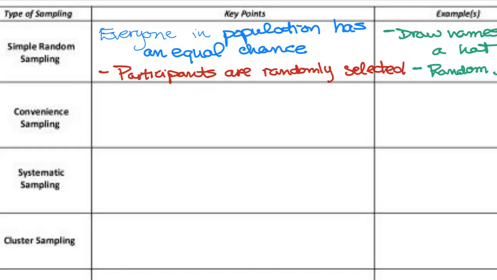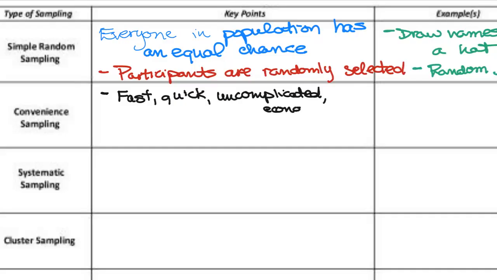So convenience sampling, I feel like a commercial. It's fast. It's quick. It's uncomplicated. And it's economical. Not going to have to spend a bunch of money if it's convenient sampling. So the plus side, it is fast, quick, uncomplicated, and economical.